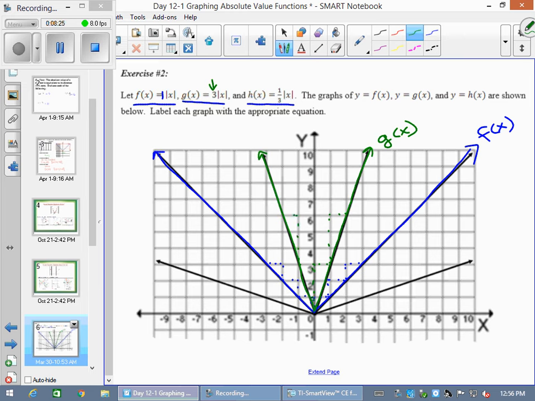The last one, it must be this one, which is h of x. Notice my coefficient's 1/3, so compared to my parent function, it should be wider. If I wanted to check the slope, I could, just to make sure that's correct. So up 1 over 3, up 1 over 3, up 1 left 3, up 1 left 3.